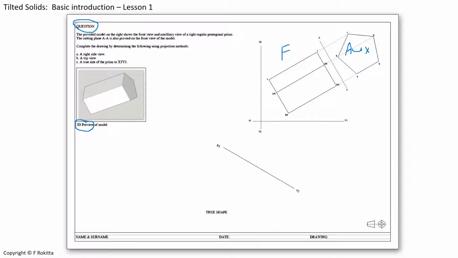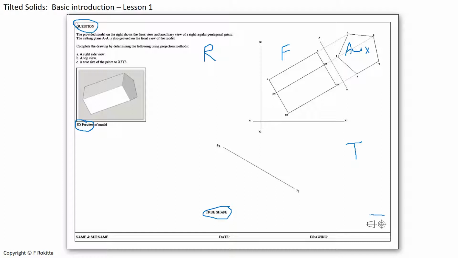We will be drawing in the answer for our top view in the space down here, and we will also draw in the right side view of our model in the space over here. And finally, we will end off with the true shape in the space provided here.